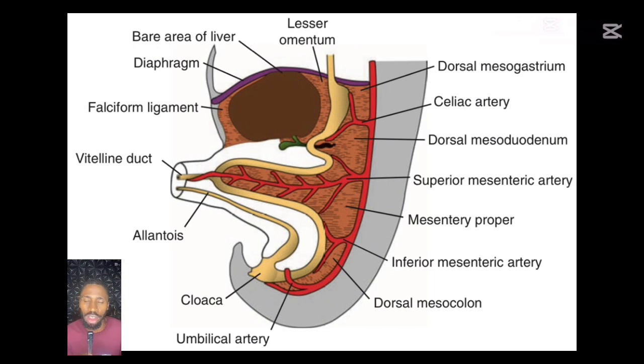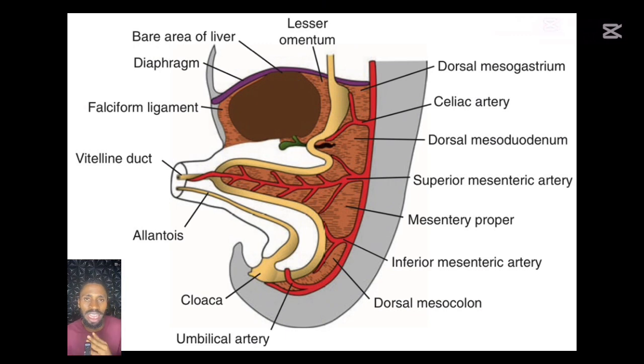So one thing you need to understand is that most of the derivatives of the gut tube, which are the GIT organs, are usually covered and protected. Organs that are located inside are called intraperitoneal, while the ones that are located outside are called retroperitoneal. For example, the kidneys.